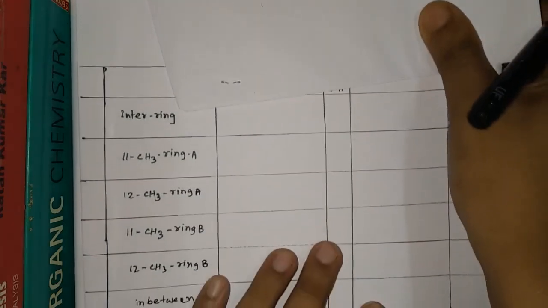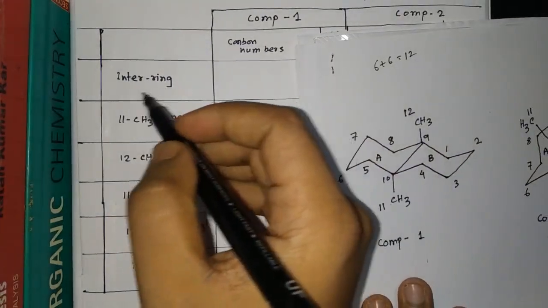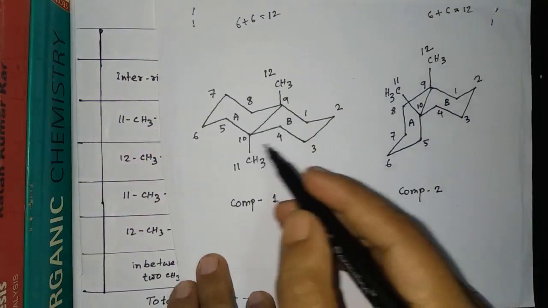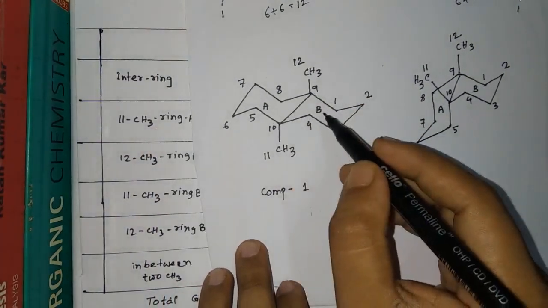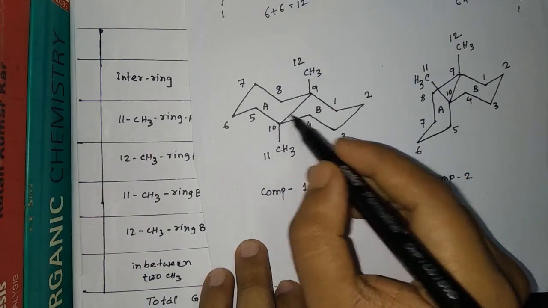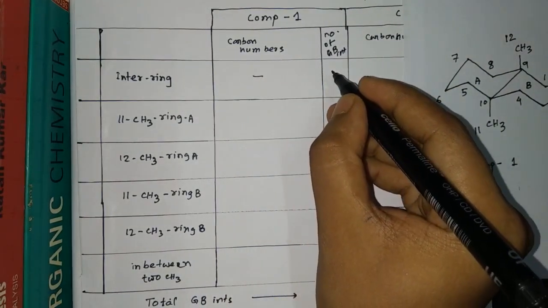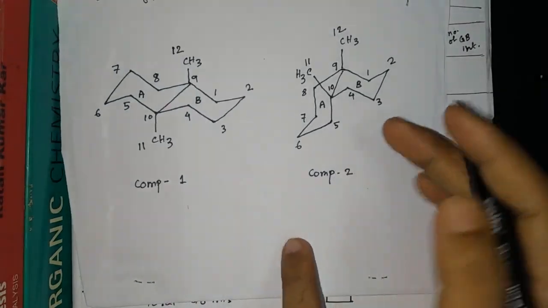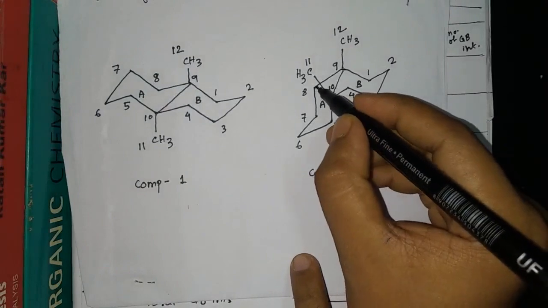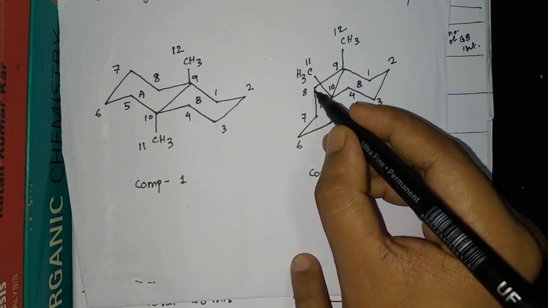So guys, this is the table I made. You can see the inter-ring gauche-butane interactions. Inter-ring means in between these two rings. If you see in compound 1, in between these two rings there is no gauche-butane interaction. So A and B do not have any gauche-butane interactions. For compound 1 this is 0. Now for compound 2, it is this one. In this case you can see 8, 9, this is 7, 8, 9, 1.